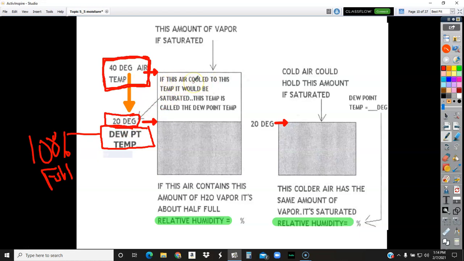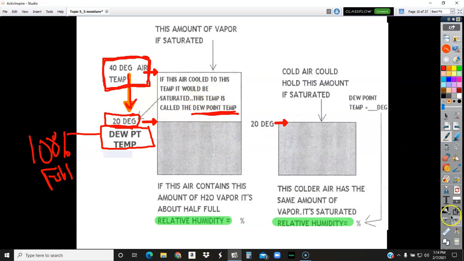If the air temperature cooled to this temperature, right now it's at 40, but if the air temperature dropped, and that's why I have this arrow, and it cooled to 20, then the air would be saturated. The air temperature has reached what's called the dew point temperature.